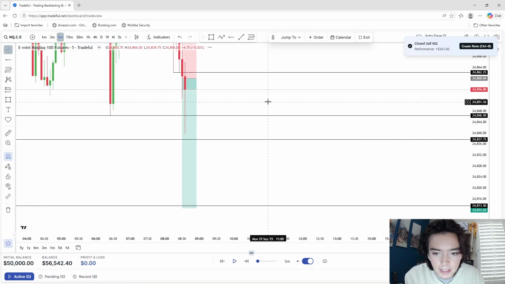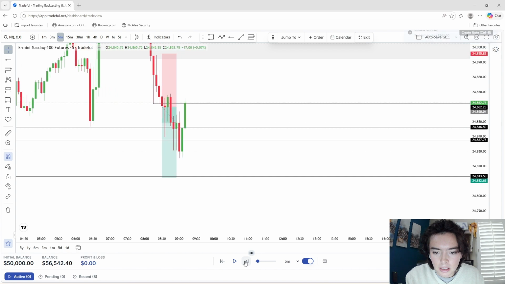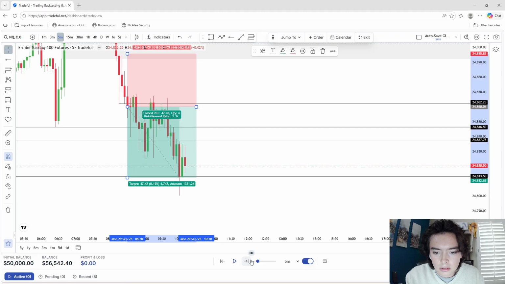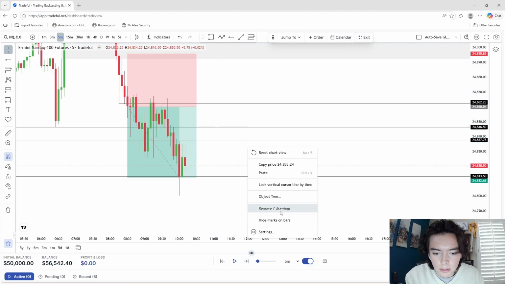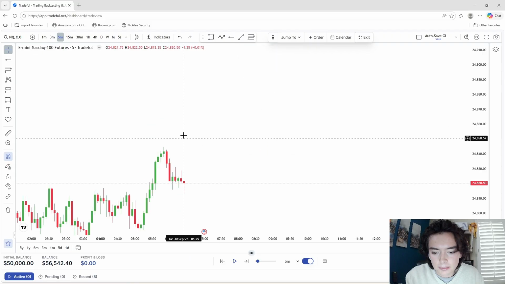Obviously we barely took anything, but I wasn't expecting a whole lot off of that trade. So still right, but I just wanted to play it safe there. Just go to the next day real quick.